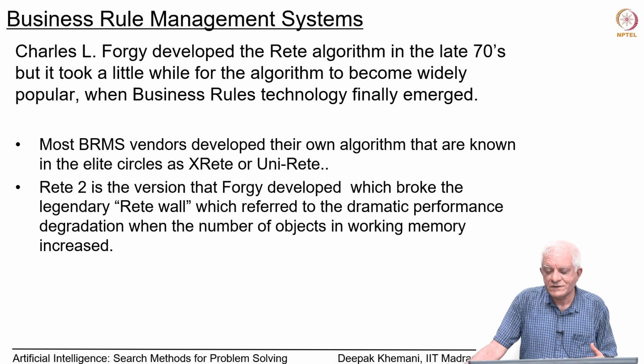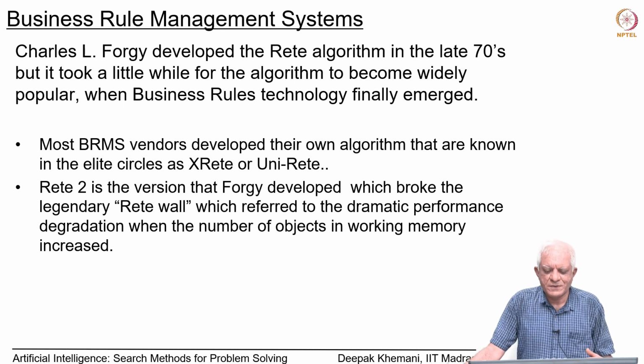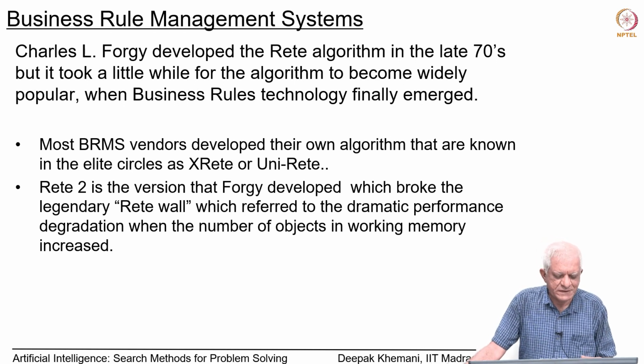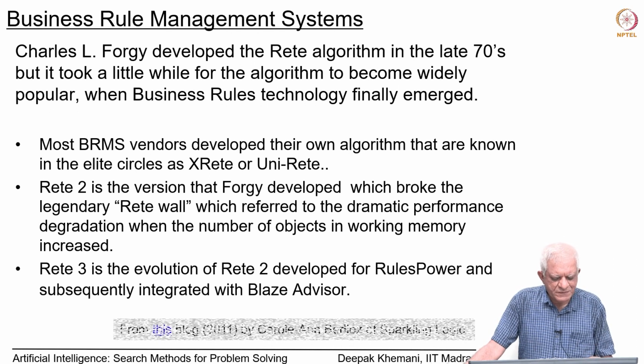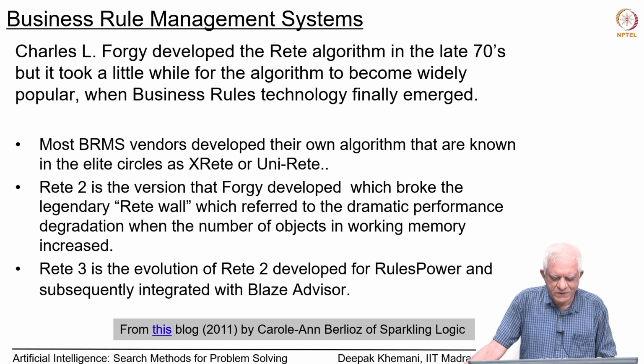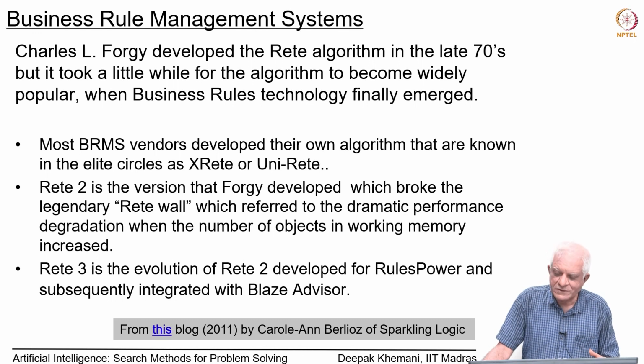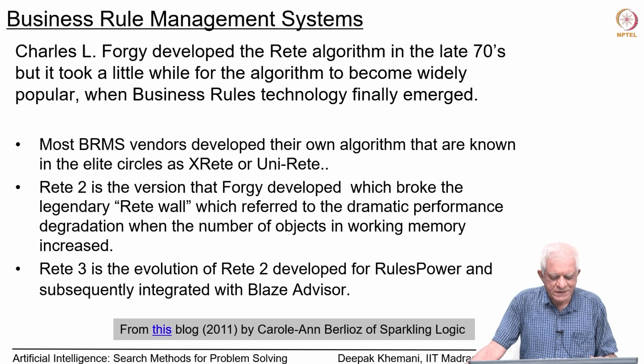So, if in every cycle you have to do match once with huge amounts of data, how does one manage? That is the idea. Rete 3 was an evolution of Rete 2 and developed by this company called Sparkling Logic, which use in their system called Blaze Advisor. And some of this history that I am talking about, I got it from this blog by Carole-Ann Berlioz, who was working in Sparkling Logic essentially.